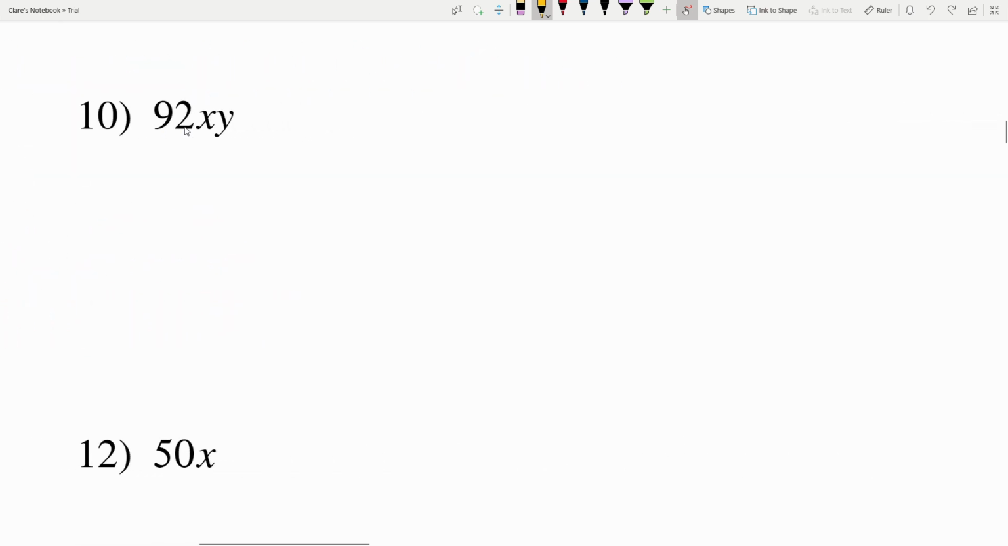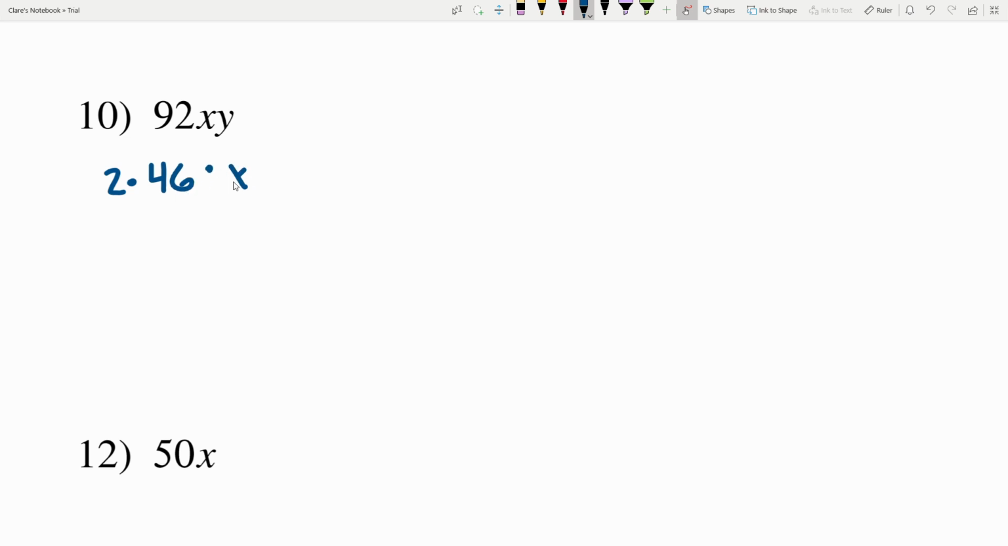Now in number 10, we're dealing with 92xy. But if you remember up in number 6, we already found the prime factorization of 92. But just for practice, let's do it again. 92 is divisible by 2. 2 times what gives me 92? And that's 2 times 46.